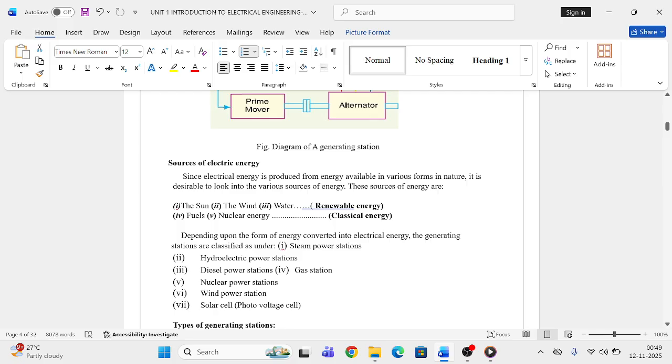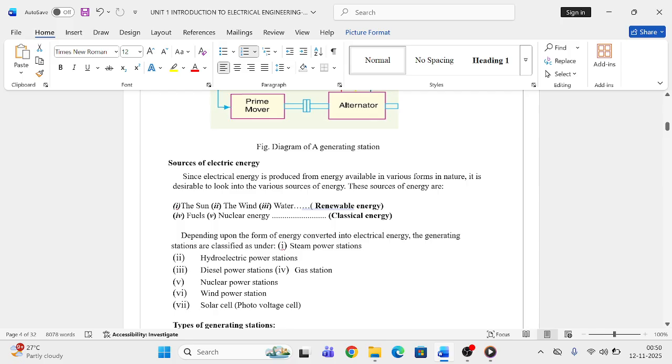First one is the steam power station, hydroelectric power station, diesel power station, gas station, nuclear power station, wind power station and solar cell. What is steam power station? Steam power station means it generates electricity by using heat to convert water into high pressure steam, which is then used to drive the turbine connected to a generator.